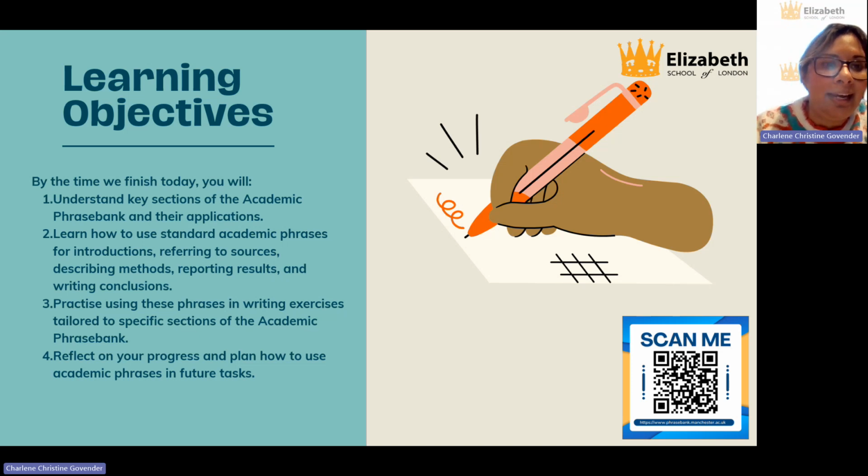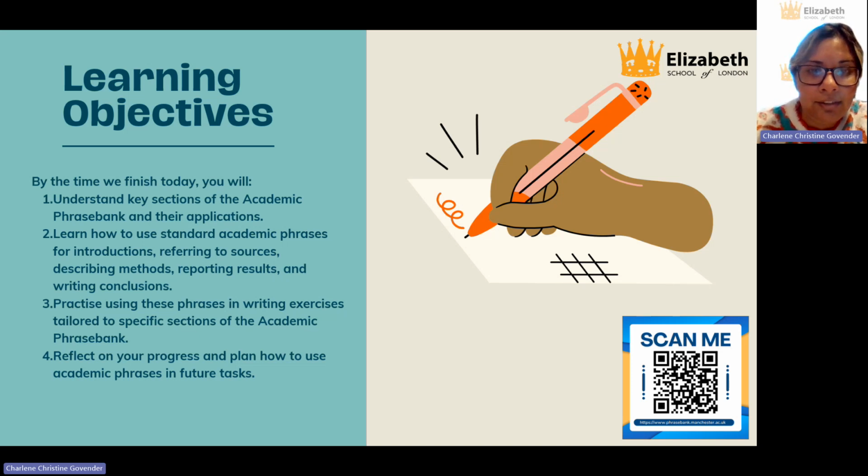So we will look at the key sections of the Academic Phrase Bank. We'll learn how to use academic phrases for introductions, referring to sources, describing methods, reporting results, and writing conclusions. Also, practice using these phrases. So it's very important to actually incorporate these phrases in our writing. Now, we're also going to look at our progress and how we can plan to use it in the future.